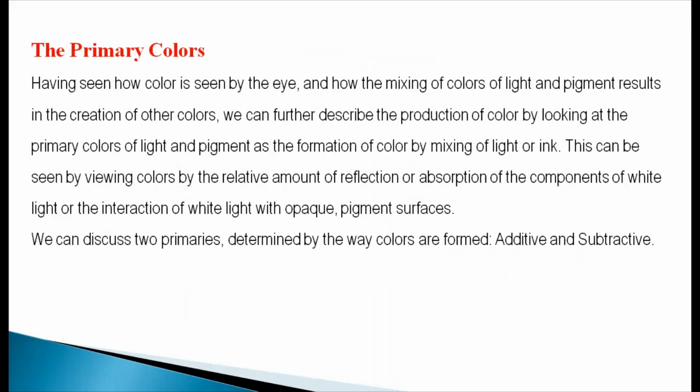There are primary colors. Having seen how color is seen by the eye, how the mixing of colors of light and pigment results in the creation of other colors, we can further describe the production of color by looking at primary colors of light and pigment as a formation of color by mixing. So there are two types of color: primary or natural colors, and false colors.